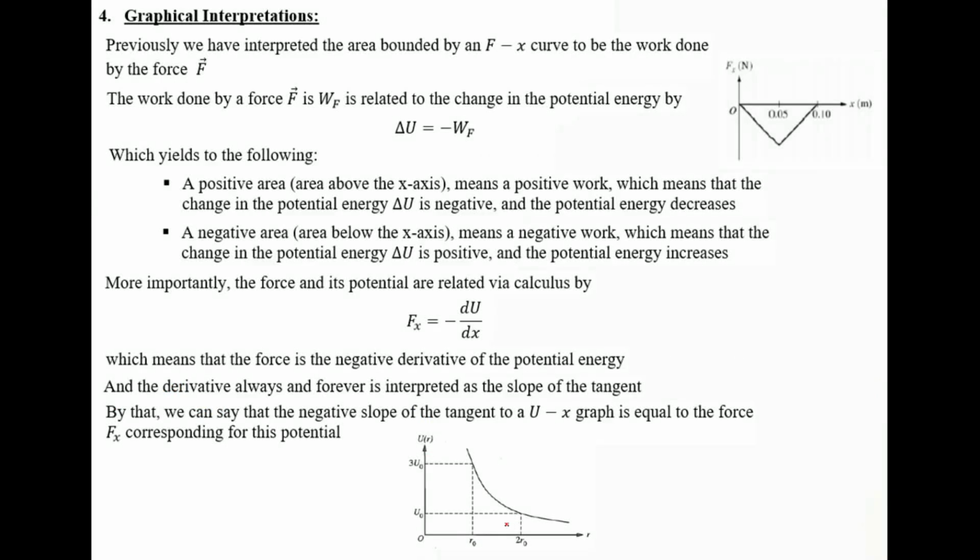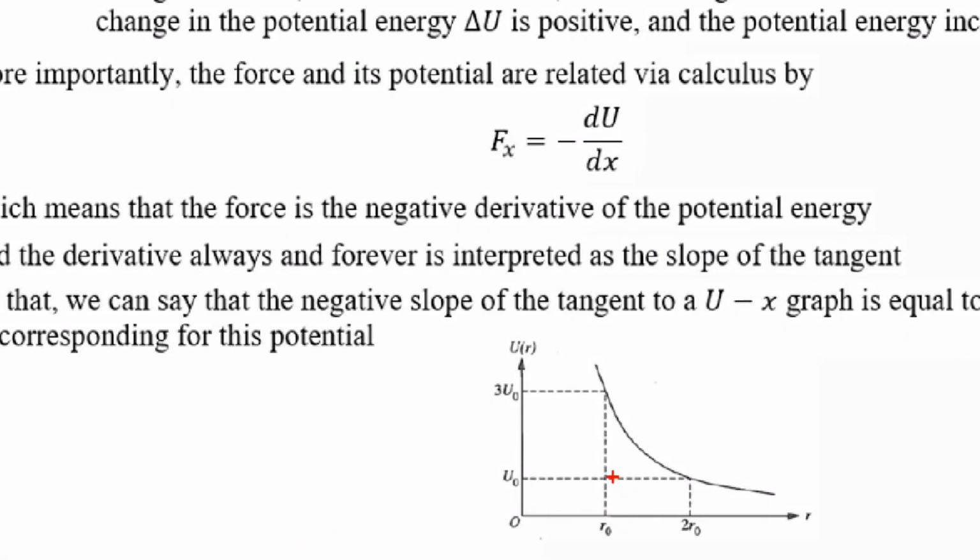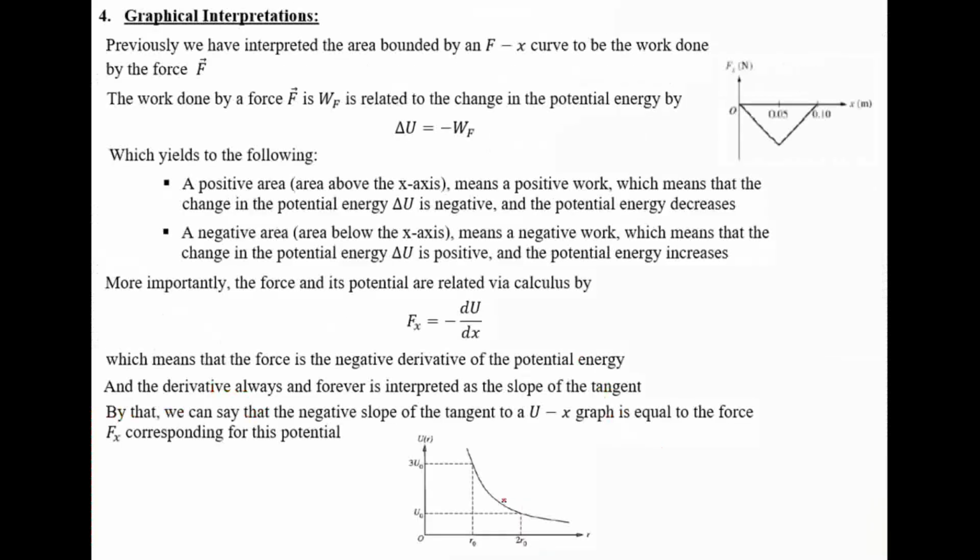Okay, let me give you another example. Suppose we need to calculate the force at r0. Then what do we do? We draw a tangent to the curve at this particular point. Now this is a straight line. We choose 2 points. We can calculate the slope. Then the force, which is a variable force, but we're computing this force at r0, would be equal to the negative of the slope of this line.